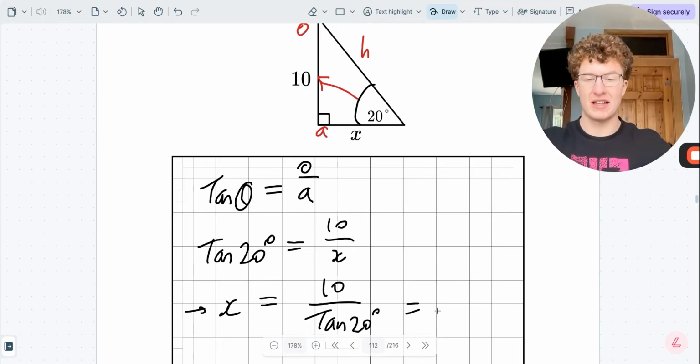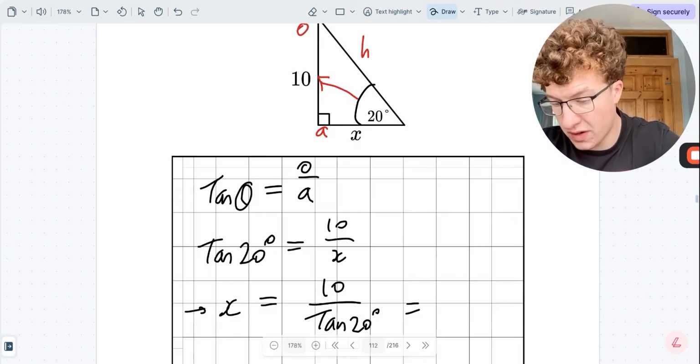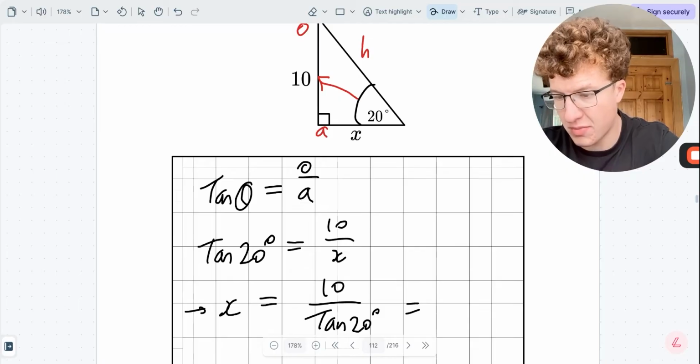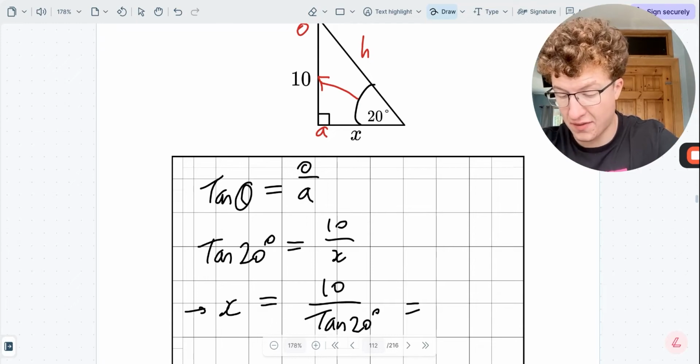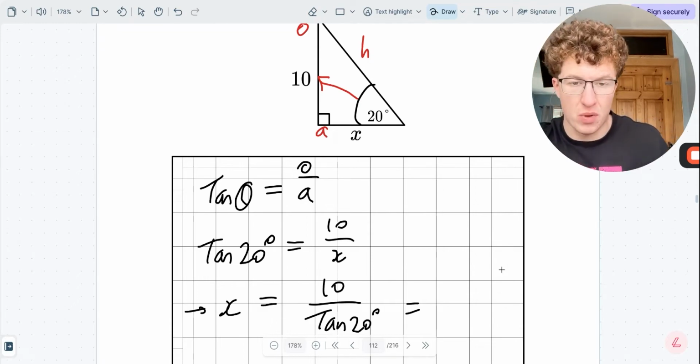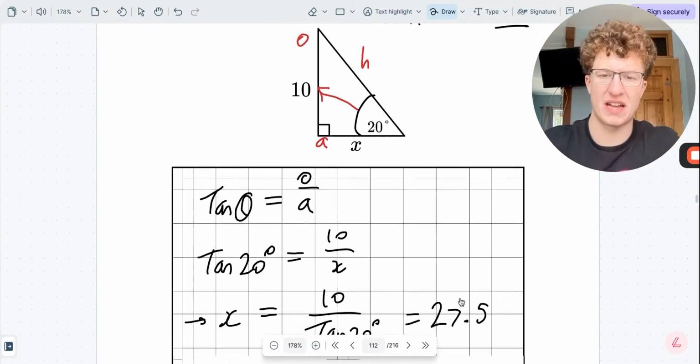Just throw that into your calculator then. So we have 10 over the tan of 20 degrees. Make sure my calculator is in degrees mode, not radians mode. So 10 divided by the tan of 20 degrees, that will be 27.5. No units, just 27.5. That's the length of x.